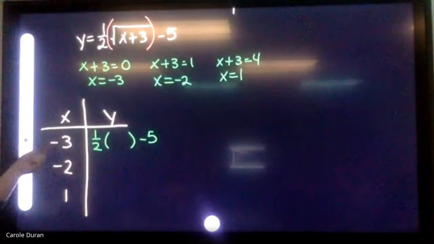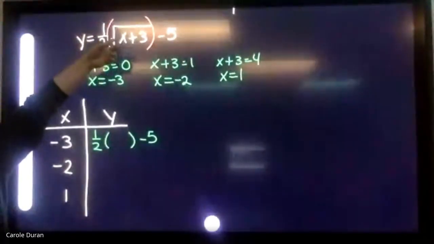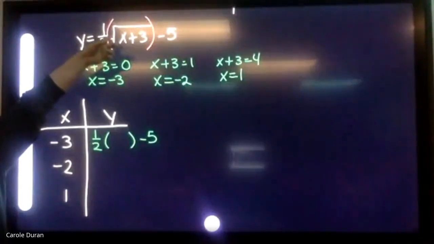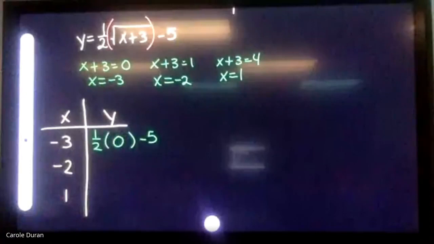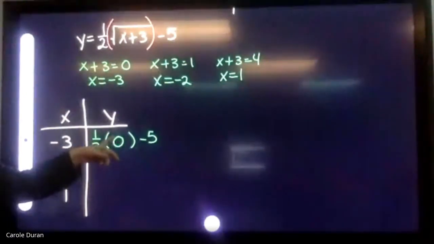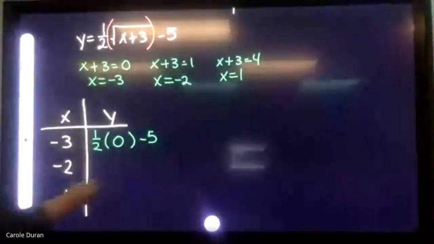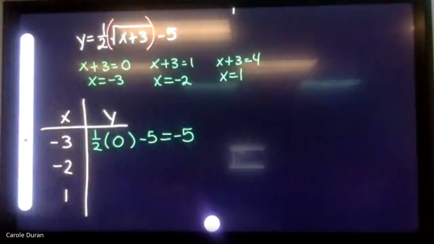So when I take -3 and plug it into my radical, I get -3 plus 3, which is what? 0. And what's the square root of 0? 0. So I put a 0 in parentheses. And do 1/2 times 0, which is 0, and then minus 5 gives me negative 5. You have to make sure you're doing everything in the correct order for these.